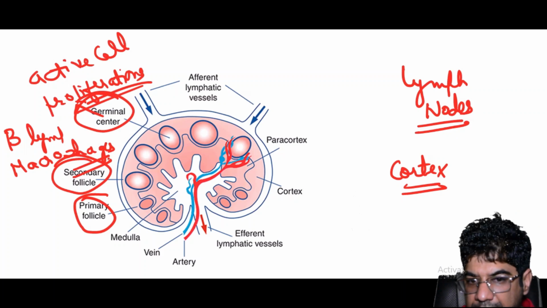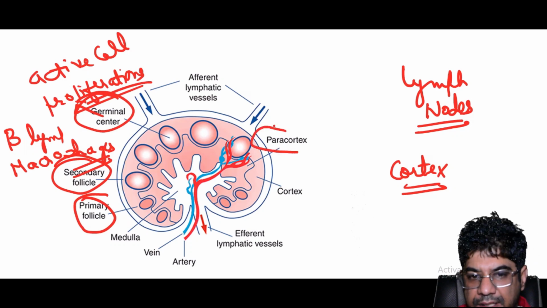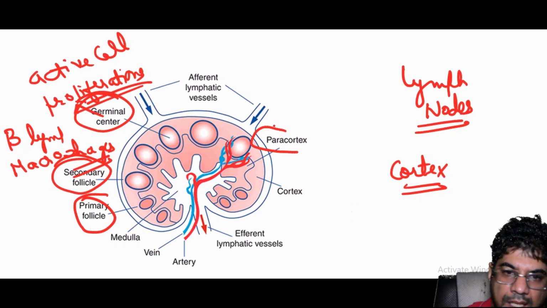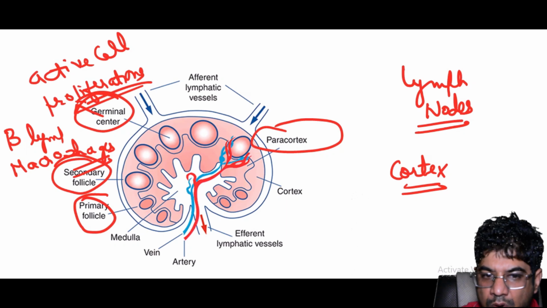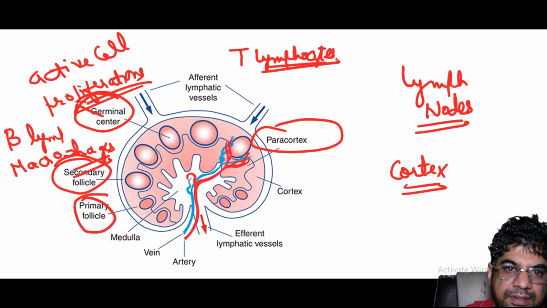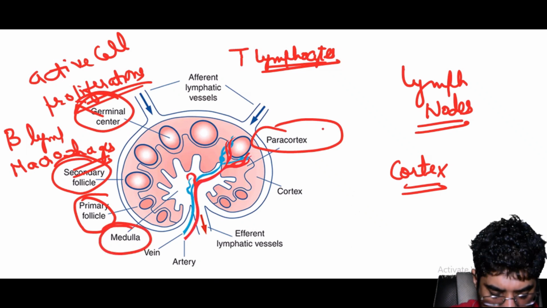So what is found in the cortex of the lymph node? The primary and secondary lymphoid follicles, B lymphocytes and macrophages. The other region is the paracortex region. It is located between the cortex and the medulla. What is found in the paracortex? It contains T lymphocytes. So what type of cells are found in the paracortex? Remember, they are the T lymphocytes.